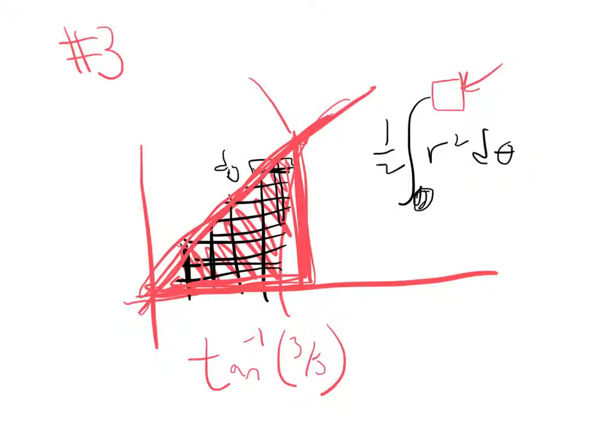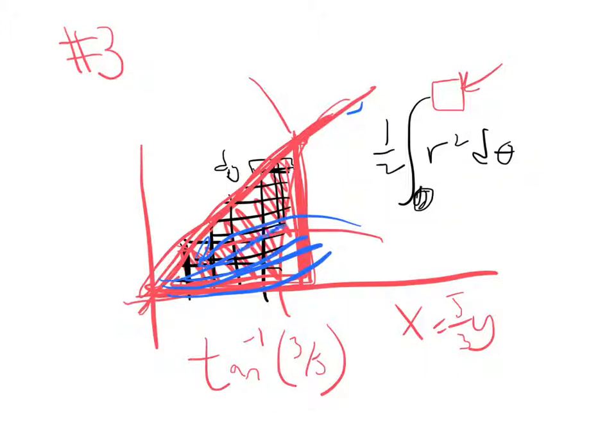They actually gave you that as well, because you know that x equals 5/3 y is the equation for that line. So the inverse tan of 3/5 will give you this angle right here, and that will be the angle that you have to sweep out to. So you're sweeping out these various areas here. So that's what's going on in 3.